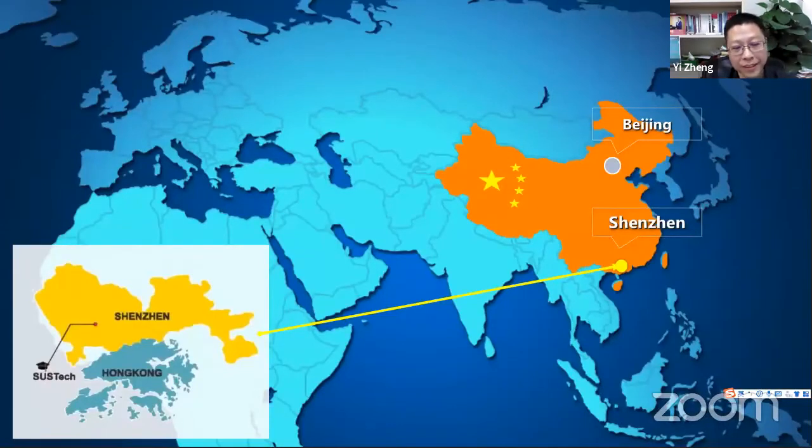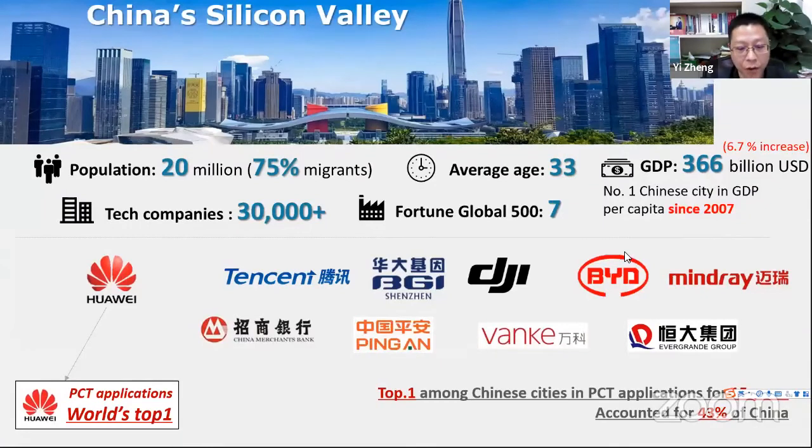So where is my university? Dimitri visited my university, but he cannot remember. So I'll tell you, my university, SUSTEC, is located in Shenzhen, which is a mega city in South China and adjacent to Hong Kong here. Shenzhen is often referred to as China's Silicon Valley because many Chinese high-tech companies are headquartered in Shenzhen, including Huawei. You may know that the US President Donald Trump hates this company, okay? So Huawei, its headquarters is in Shenzhen.